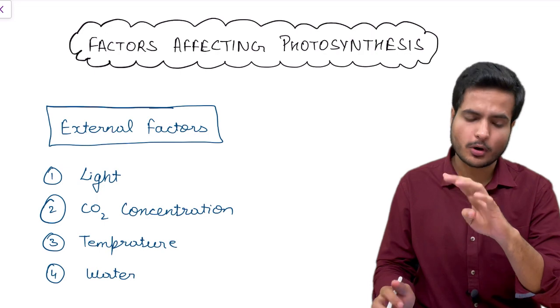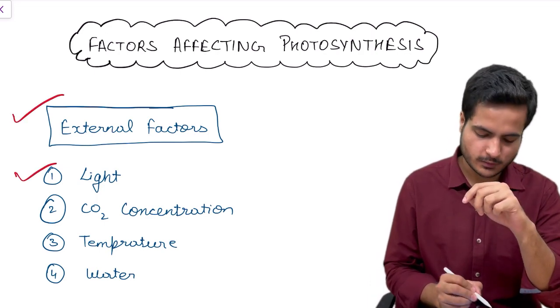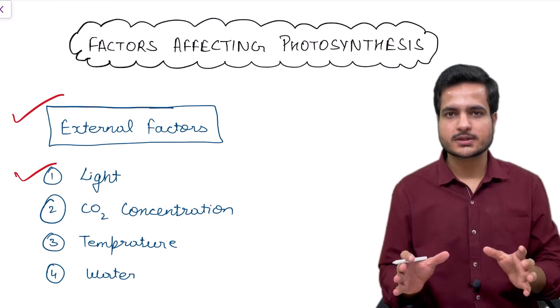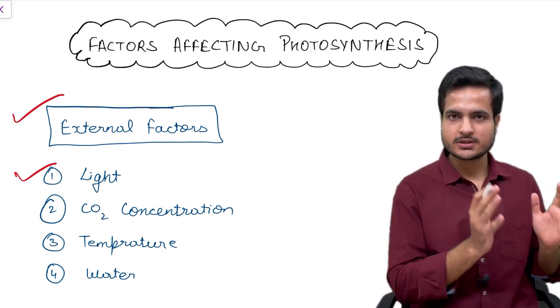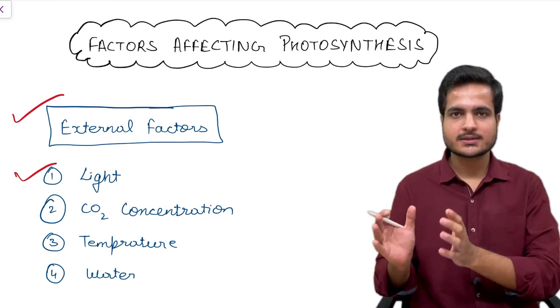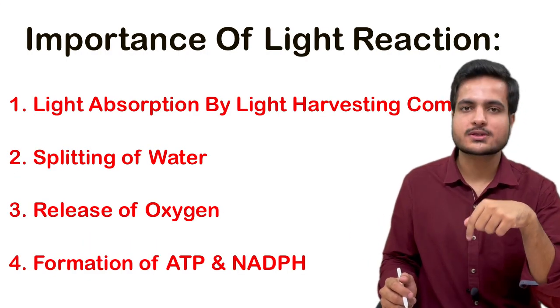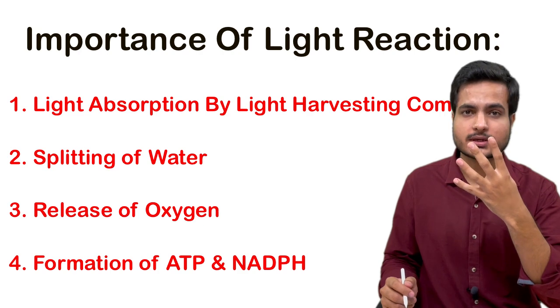So let's start the discussion with the external factors. We have four important external factors. The first one being light intensity. We know that the photosynthesis process is divided into two stages. The first stage is the light reaction and the second stage is the dark reaction. So the light reaction is dependent on light and it has four important things going on.